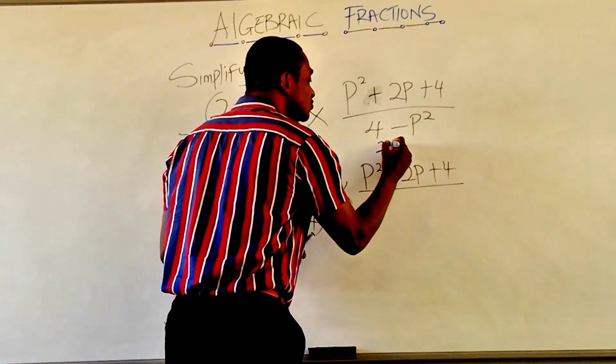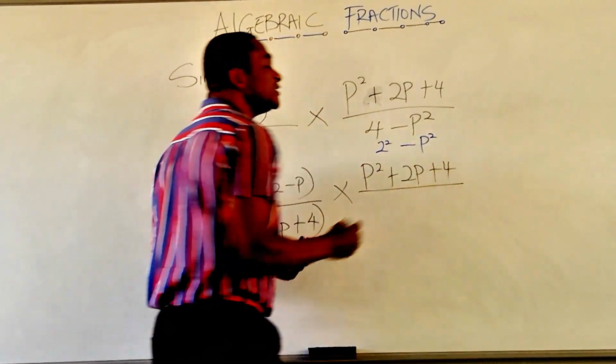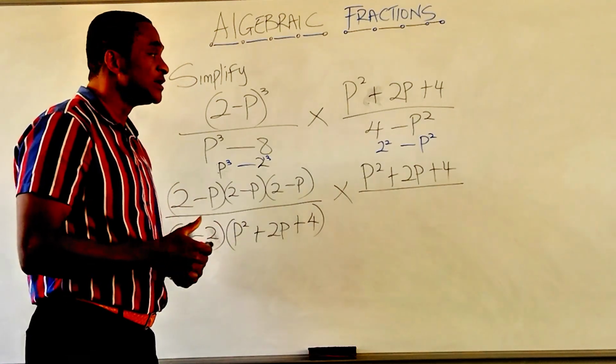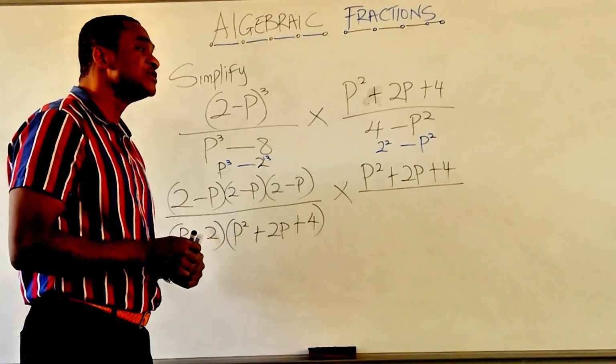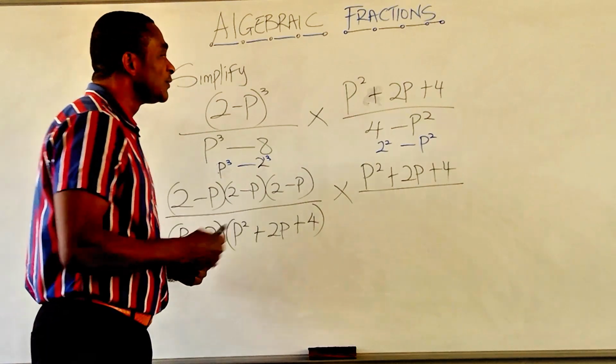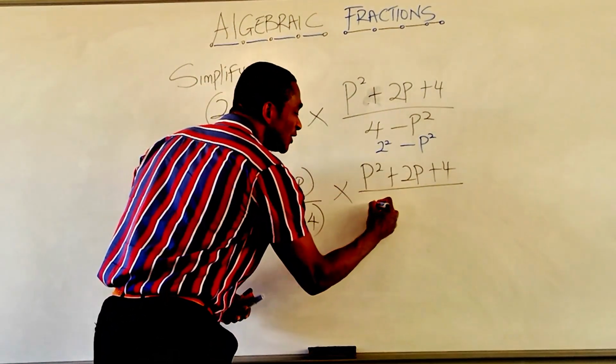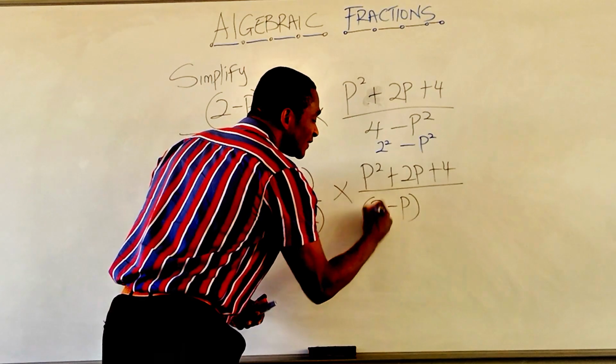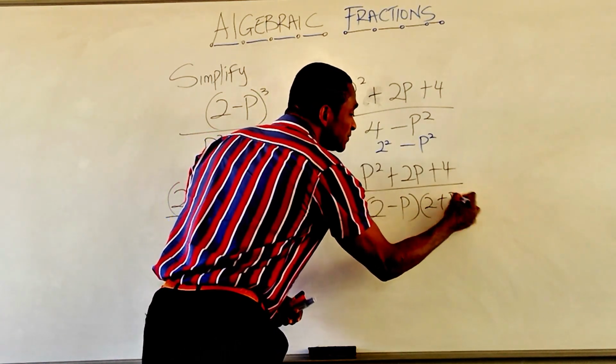Now, for the denominator here, we have 4 minus p squared. This is like having 2 squared minus p squared, which is a difference of two squares problem. So we can factorize that using difference of two squares factorization. So this is going to be (2 minus p) and (2 plus p).